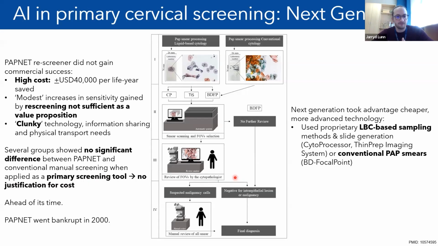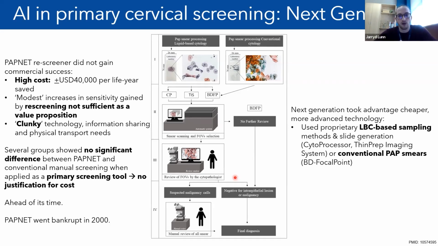But unfortunately, PAPnet failed for a couple of reasons. One, many of its ideas, I think, were ahead of its time. It came out in a time where data sharing was still very difficult. And so there had to be physical transportation of data. Nowadays, we can transfer large amounts of data online. There was only a modest increase in the sensitivities gained through this rescreening. Several groups also looked at whether PAPnet could be used as a primary screening tool, and they showed no significant difference between PAPnet and conventional manual screening. And so there was no justification for this very high cost. It cost around $40,000 US per life year saved. And so unfortunately, PAPnet went bankrupt in 2000.